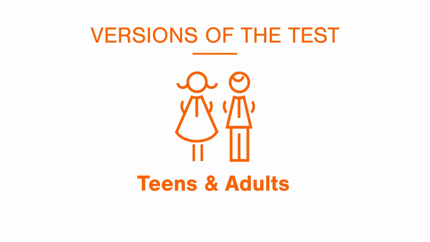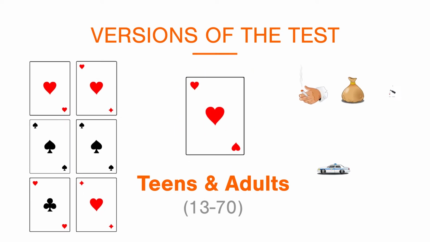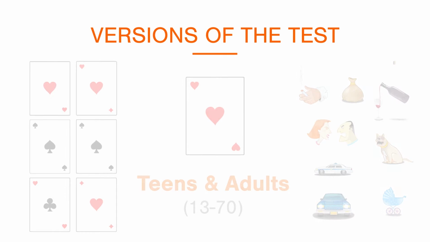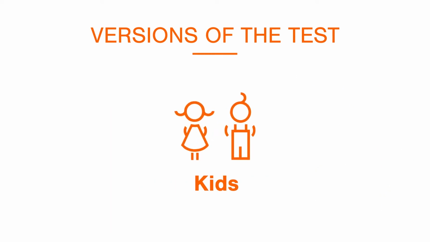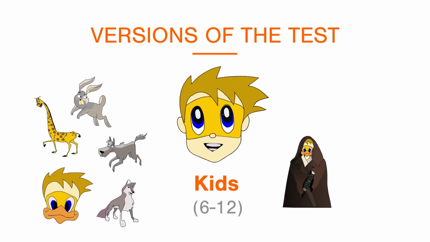There are two different versions of the test. The teens and adults version is designed for people aged 13 to 70 and runs for about 18 minutes. This version incorporates stimuli that are particularly suited for teenagers and adults as the target, non-target, and distractor elements. The kids version is designed for children aged 6 to 12 and runs for about 14 minutes. This version incorporates child-appropriate stimuli as the target, non-target, and distractor elements.